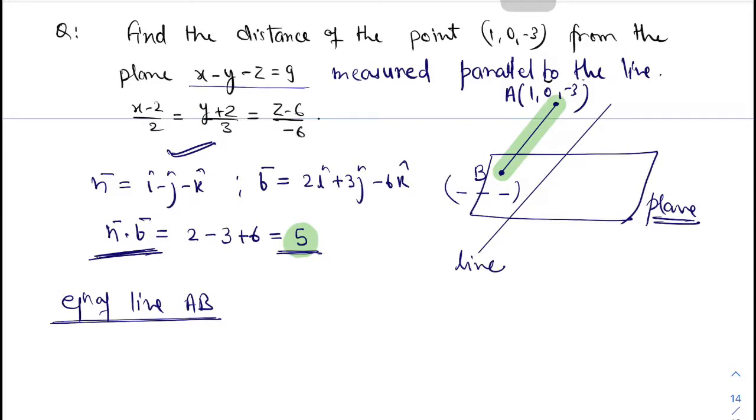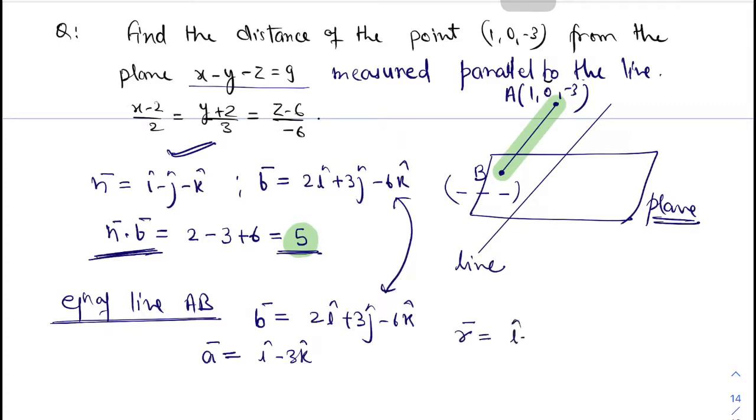In order to write the equation of the line AB, this is very simple, because the line AB is parallel to the given line. So the parallel vector will be this 2i plus 3j minus 6k only. Lines are parallel, so the parallel vector will also be the same, and the point is already given. The point from where line AB is passing is i cap minus 3 k cap, 1 comma 0 comma minus 3. So the equation of line AB will be r equal to a plus lambda times b.